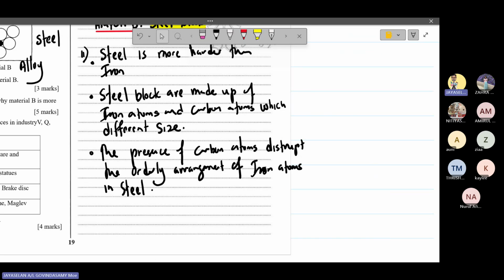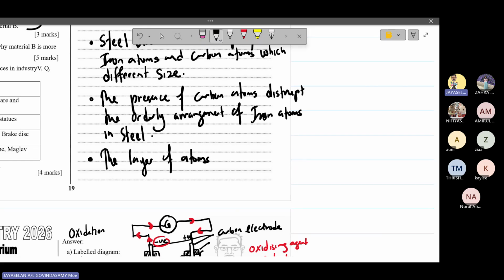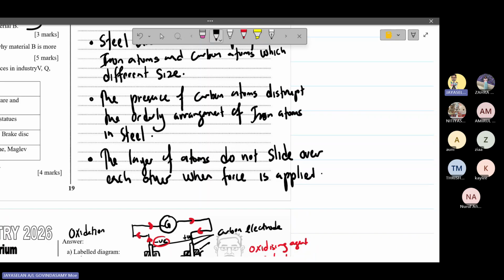Okay, next point. Anyone? Okay, the layer of atoms does not, or difficult, up to you. Okay, do not slide over each other. You already score 1 mark, you know. When force is applied, you already got 1 more mark. Total 5 marks. Any question?